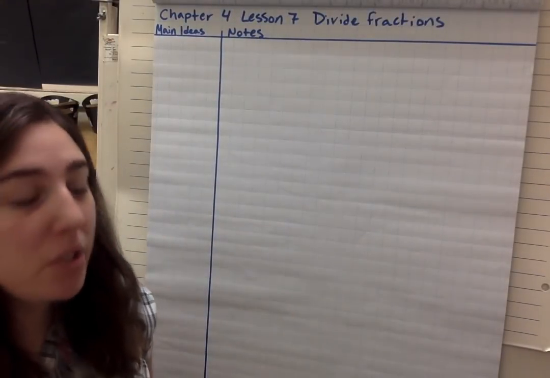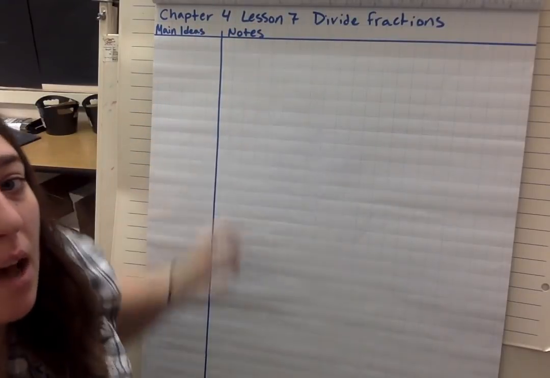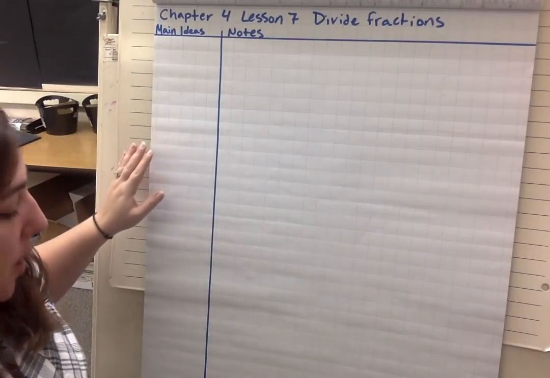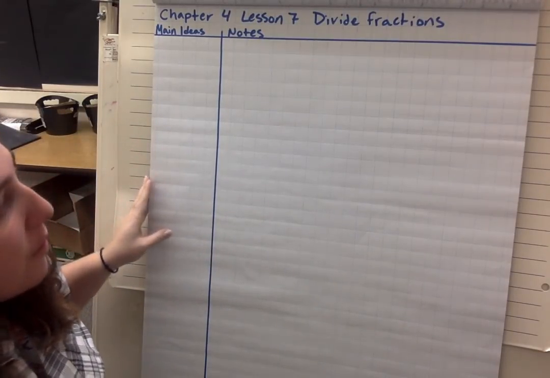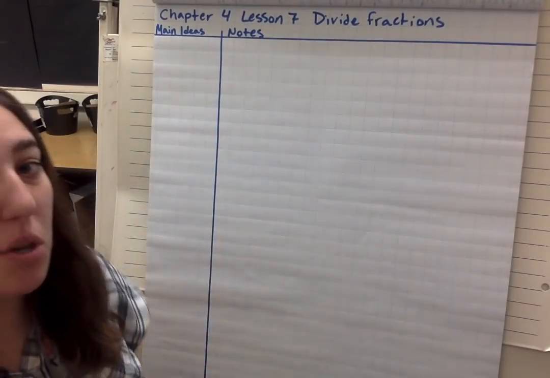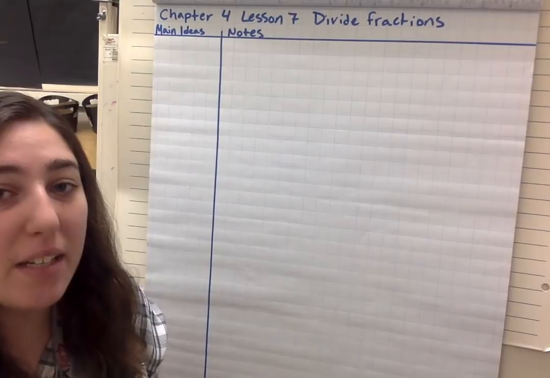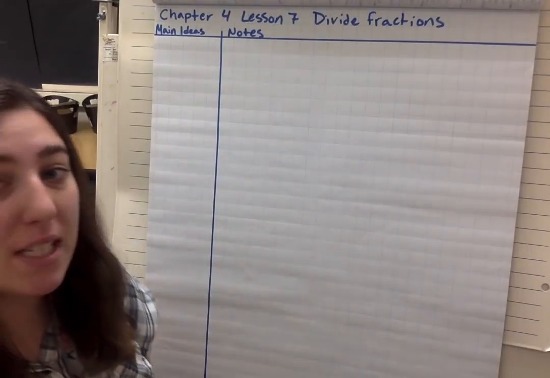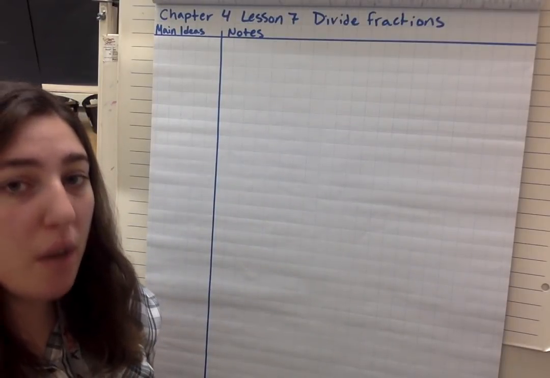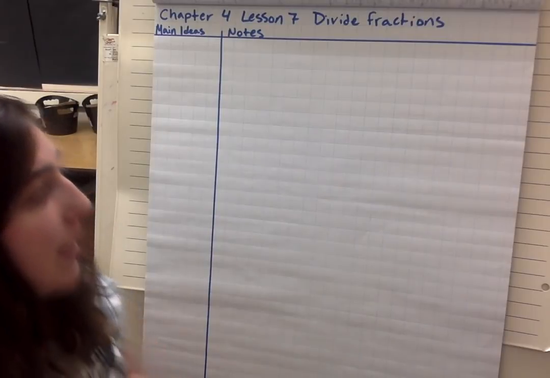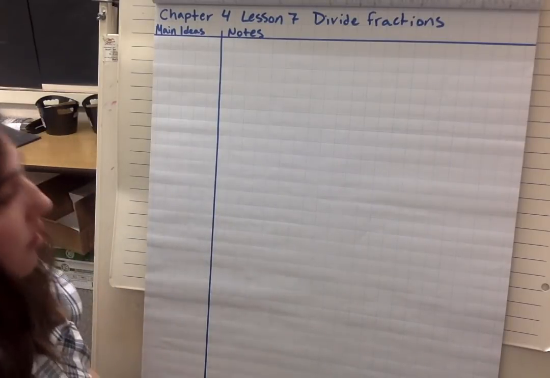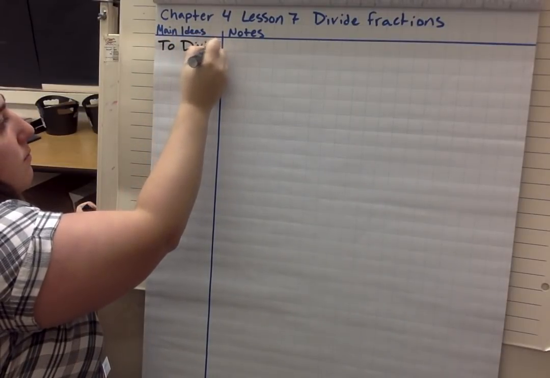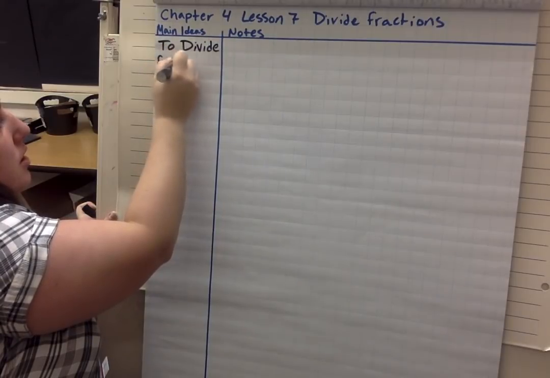Alright, so your notes should look exactly like mine, should have a title at the top, and a friendly reminder to put this in your table of contents. Okay, so today we are learning from Lesson 7, divide fractions. So as you saw in Lesson 6, we divided a whole number by a fraction. Today, we are dividing fractions. So instead of having a whole number, we're having two numbers that are fractions. So let's start with writing how to divide fractions.